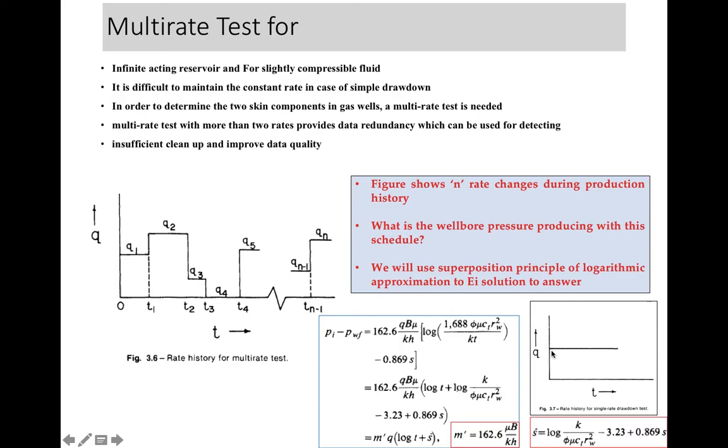Now here you can see the flow rate has been maintained constant. This is for a single flow rate well, and this m dash is given by 162.6 mu B upon kh. So here m dash is not the same as m earlier; it does not contain q anymore. So you can see Pi minus Pwf is a linear function of log t plus s bar. This is the equation of a straight line if you plot pressure versus log t.